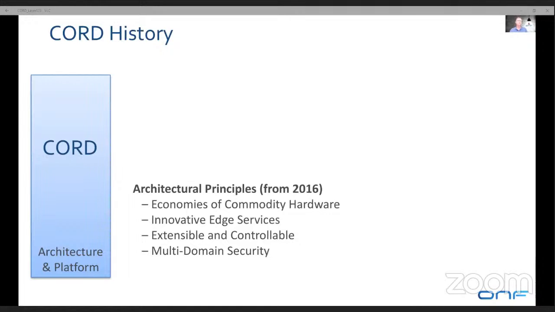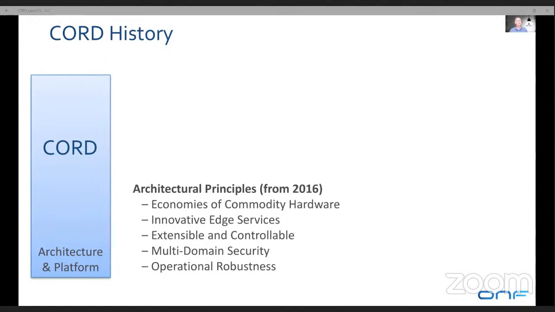The fourth principle was that Cord support multi-domain security. We did not believe there would be a single trust domain, that in fact there would be both operators and third-party services and tenants and so on. So multi-domain security was a cornerstone of Cord as we originally conceived it.